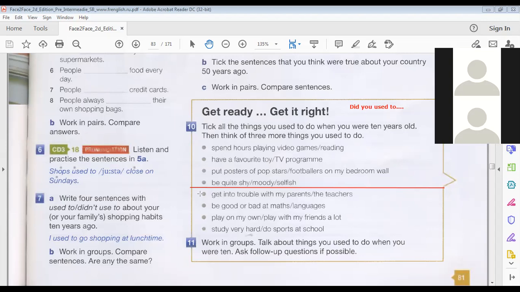Did you used to get into trouble with your parents, Sophia? Can you hear me? Yes, I can hear you. Yes, I do. Did you used to be good or bad at languages?